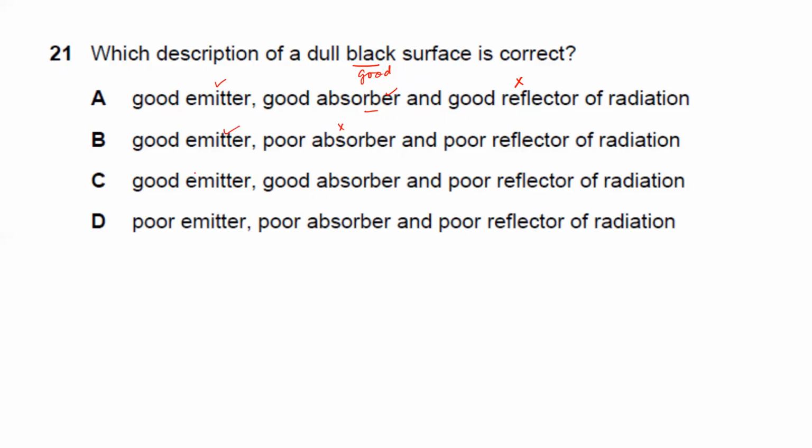Again, this is not the right answer. Good emitter, good absorber, poor reflector. Yes. So answer C is the best choice we have. Poor emitter, no, they are good emitters. So answer C is the right choice we have.